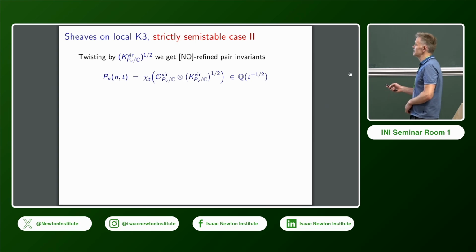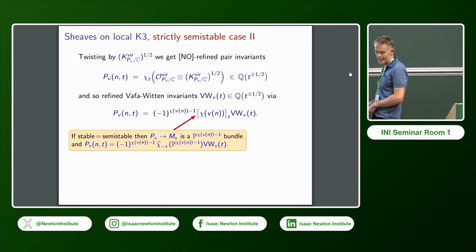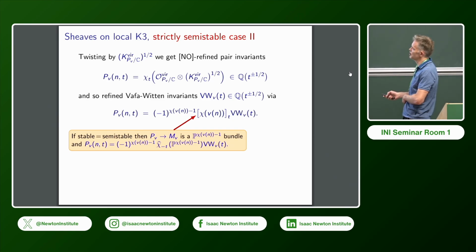So again, we take the virtual structure sheaf, we twist by this square root of the canonical bundle, and we take the equivariant index. All right? And you probably don't have much feeling for that, but in the stable equals semi-stable case, this Joyce-Song moduli space is a projective bundle over the sheaf moduli space, because it just involves a choice of section. And in that case, what you find is that the invariants made from the Joyce-Song pair moduli space are just the Hirzebruch genus of this projective space times the Vafa-Witten invariants I defined 2 slides ago.